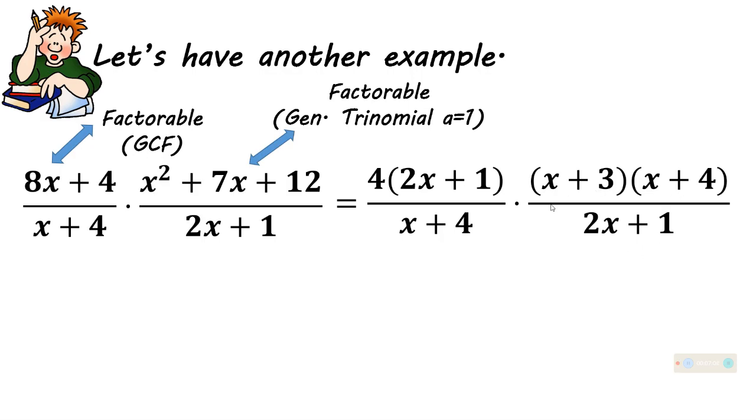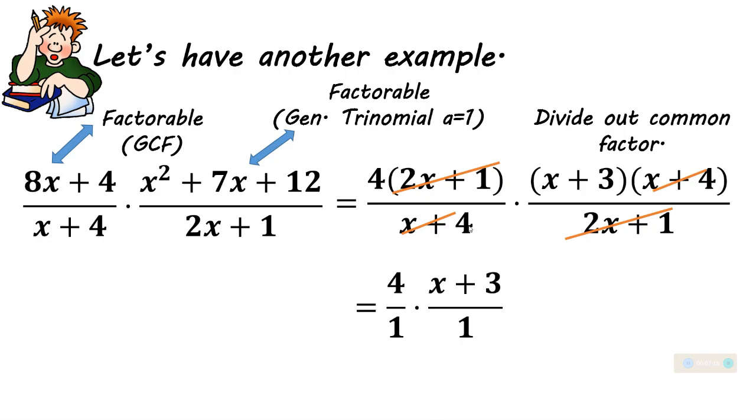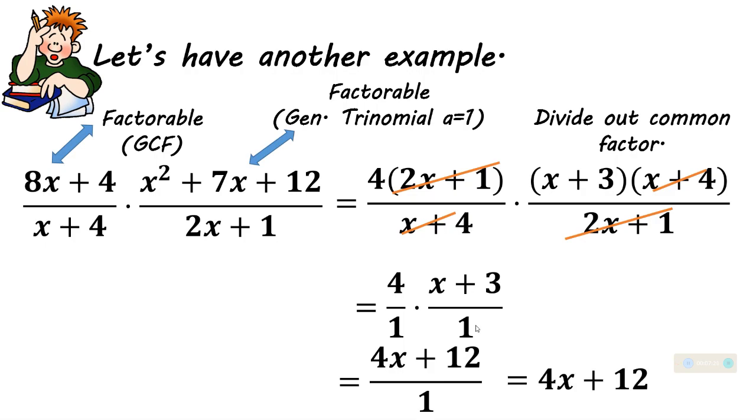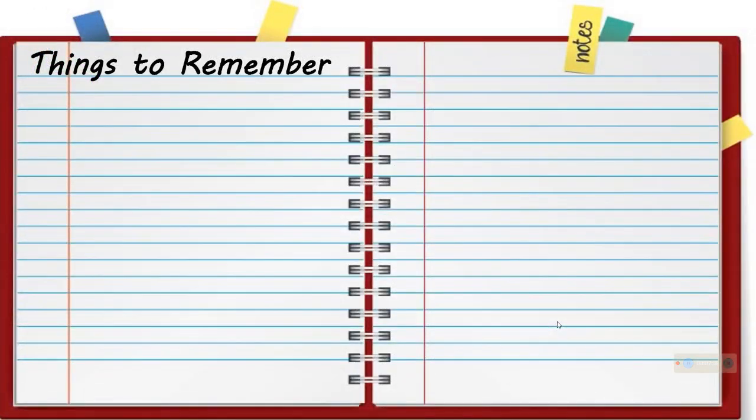Then, after factoring out all the factorable given, you are going to cancel out or divide out the common factor. Okay? And then, you will be left with 4 over 1 times x plus 3. So, you will be left with 4x plus 12 over 1 or 4x plus 12. But sometimes, you have to simplify your answer. So, 4 times x plus 3 is also acceptable. Okay, is there any question?